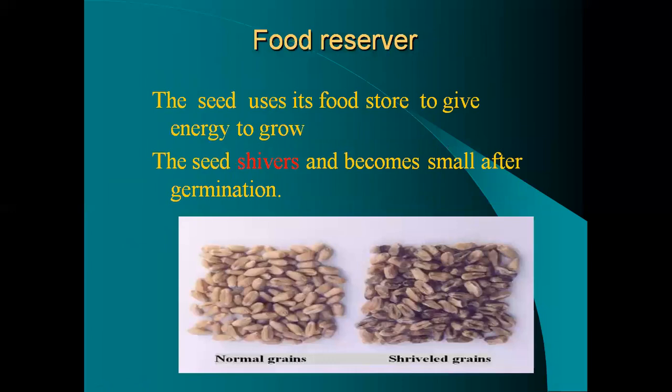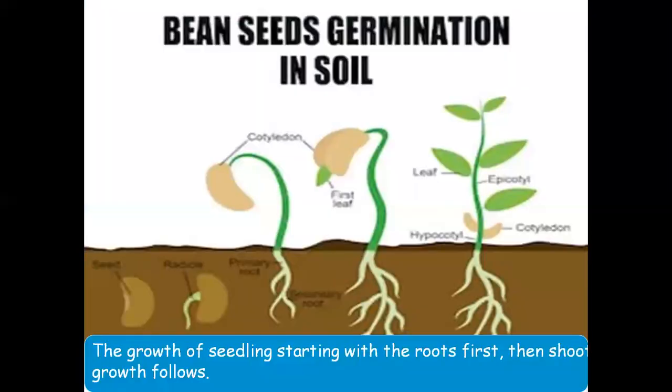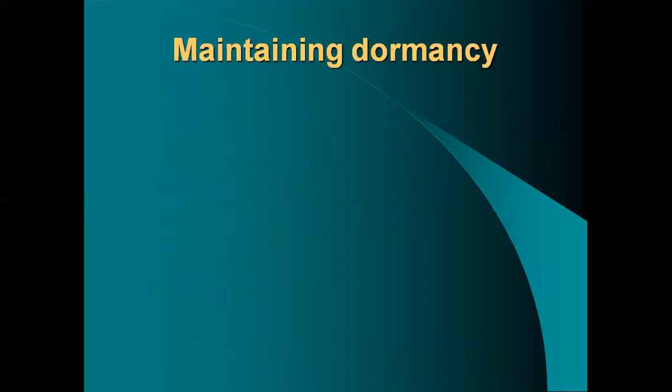Food reserves. The seed uses its food store to give energy to the new plant. When the seed is germinated, it shrivels. It becomes small in size because the food that is stored inside the seed is used by the new plant. Bean seed germination in soil. Then we have looked at how the seeds germinate, how the process of germination takes place.